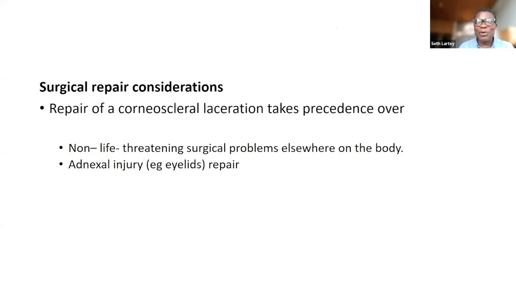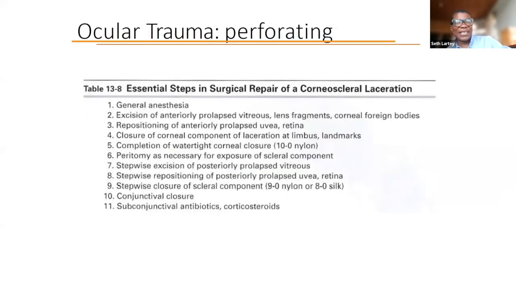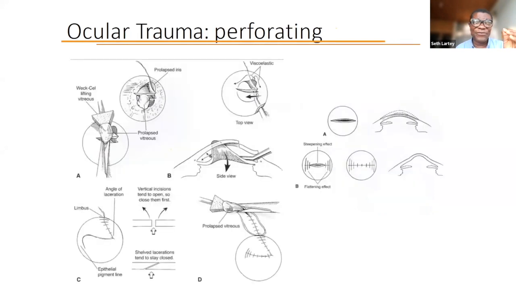Non-life-threatening surgical problems: after the corneal repair, lid repairs. Now, these are the steps, and I'm not going to go through them. There are a lot of videos that show the surgical steps in repairing corneal wounds, 11 main steps, and please familiarize yourself, watch the YouTube videos, and know how these things are performed.